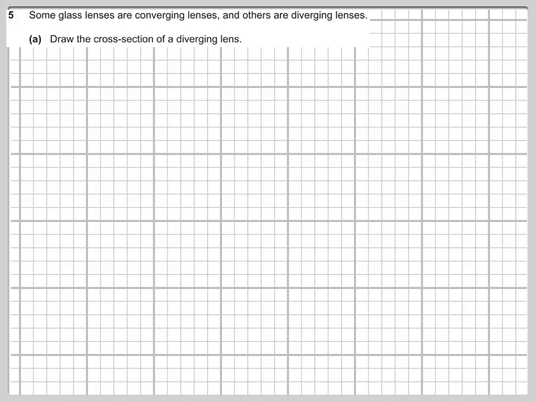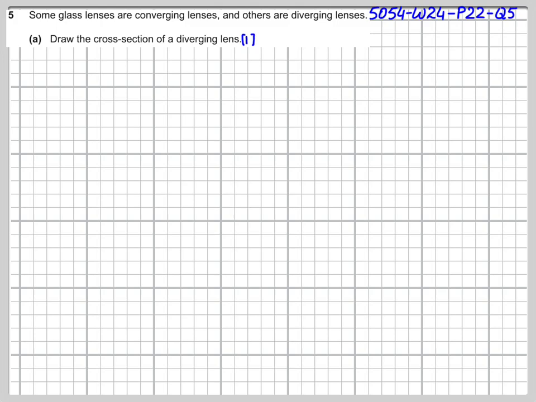Alright, so this is a question from November 2024, paper 22, and the question is saying that some glass lenses are converging lenses and others are diverging lenses. तो हमारे पास दो टाइप के लेंस होते हैं, converging and diverging. You need to draw the cross section of a diverging lens.